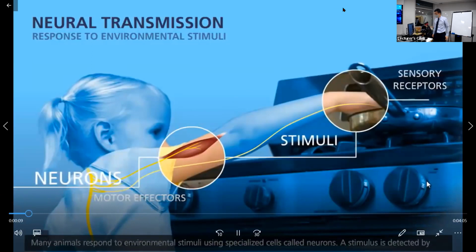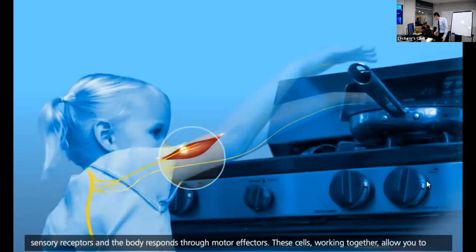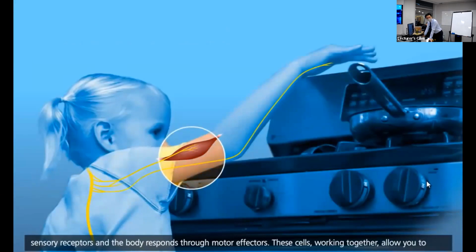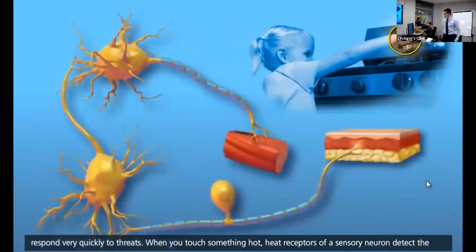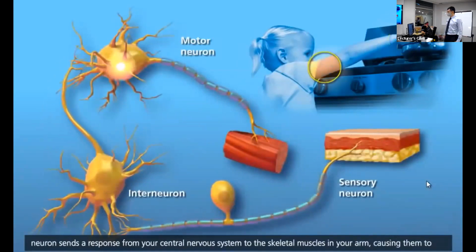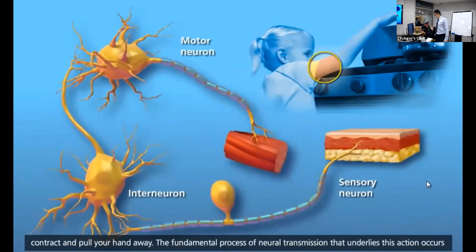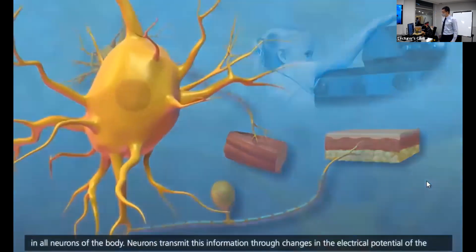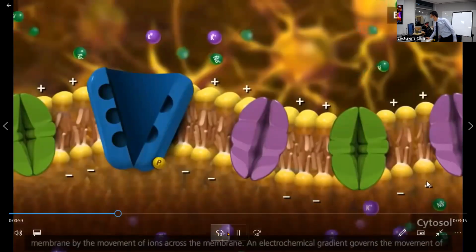Many animals respond to environmental stimuli using specialized cells called neurons. A stimulus is detected by sensory receptors, and the body responds through motor effectors. These cells working together allow you to respond very quickly to threats. When you touch something hot, heat receptors of a sensory neuron detect the stimuli and send the information of heat to an interneuron in your central nervous system. From there, a motor neuron sends a response from your central nervous system to the skeletal muscles in your arm, causing them to contract and pull your hand away. The fundamental process of neural transmission that underlies this action occurs in all neurons of the body. Neurons transmit this information through changes in the electrical potential of the membrane.